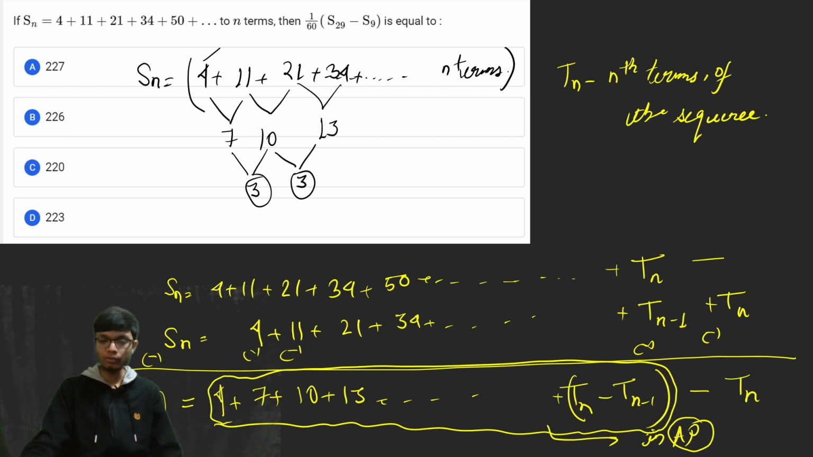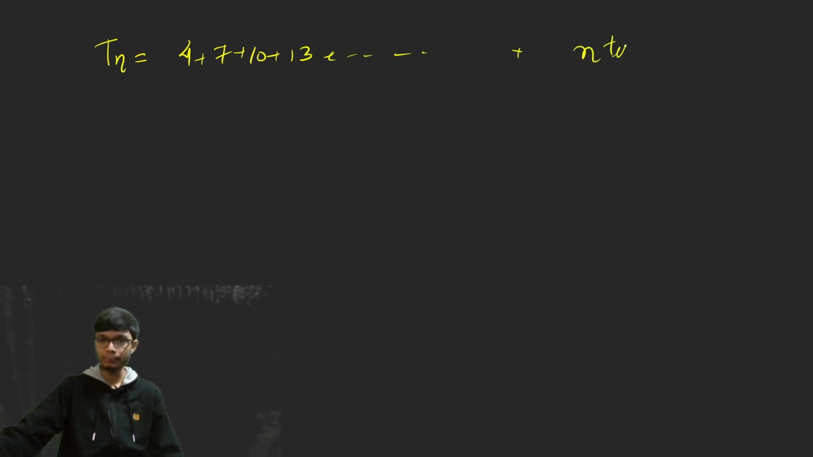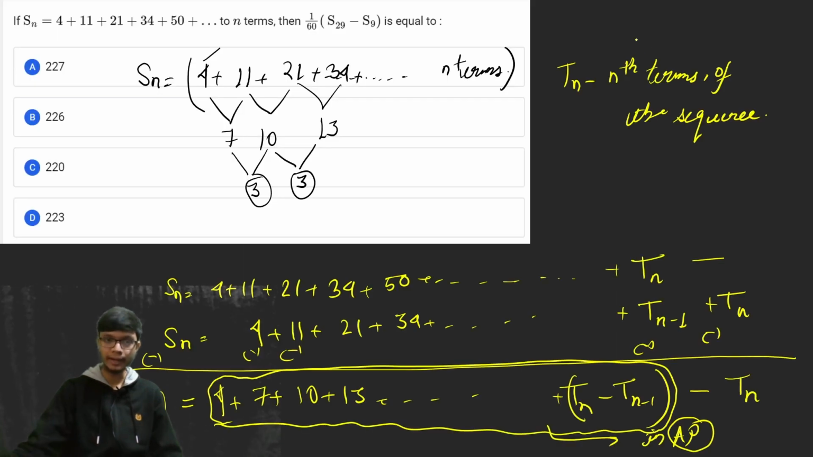So on solving this, let us take the Tn on the left hand side. So Tn is equal to 4 plus 7 plus 10 plus 13 plus, up to n terms. Why will there be n terms? From this particular term to the Tn term there are n minus 1 terms, and similarly from 4 to Tn minus 1 there will be n minus 1 terms. So these values constitute n minus 1 terms, and including 4 will actually be n terms.